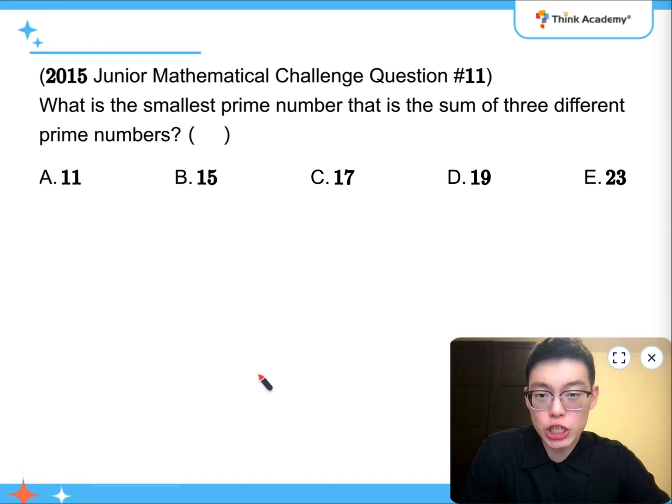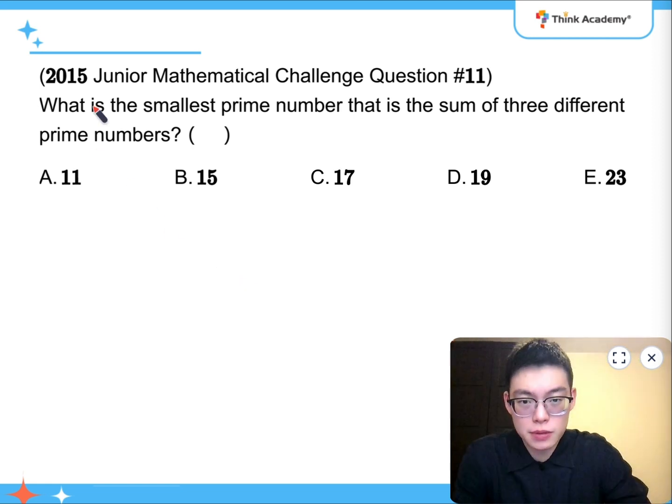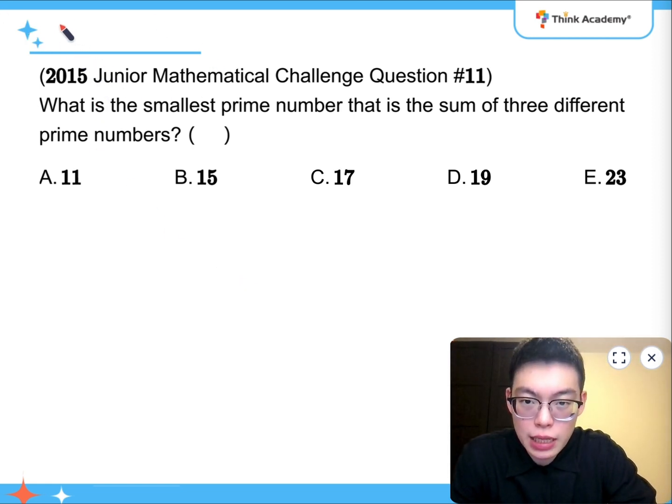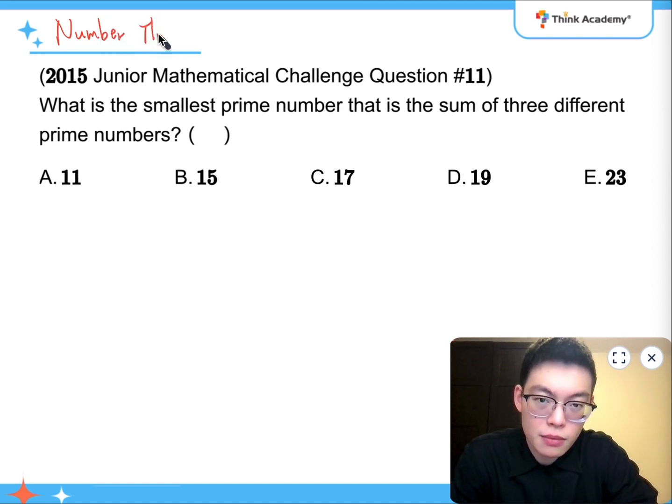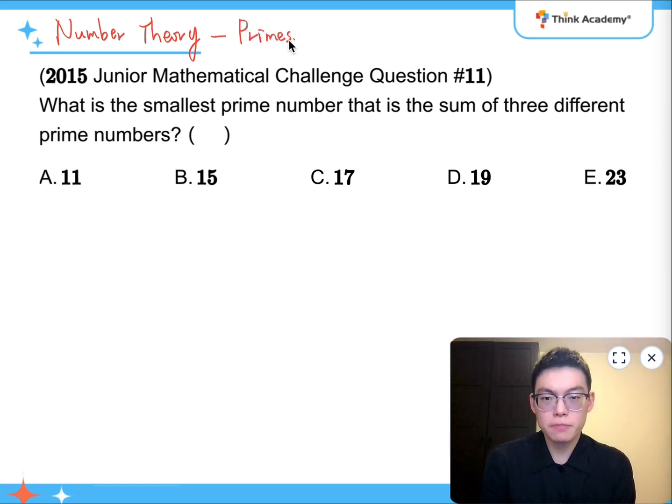The 11th question is asking you about the smallest prime number that is the sum of 3 different prime numbers. So I would say that this is number theory, and it's about primes. Okay? So, well, let's think about this.